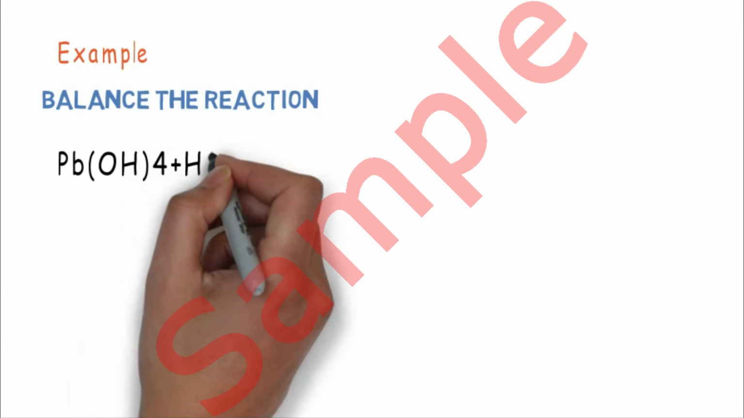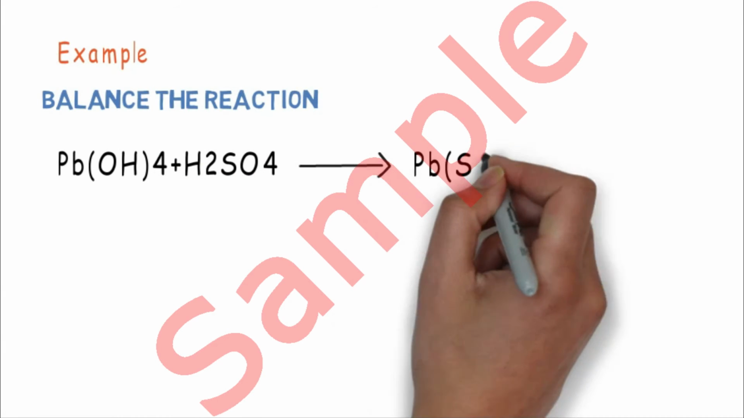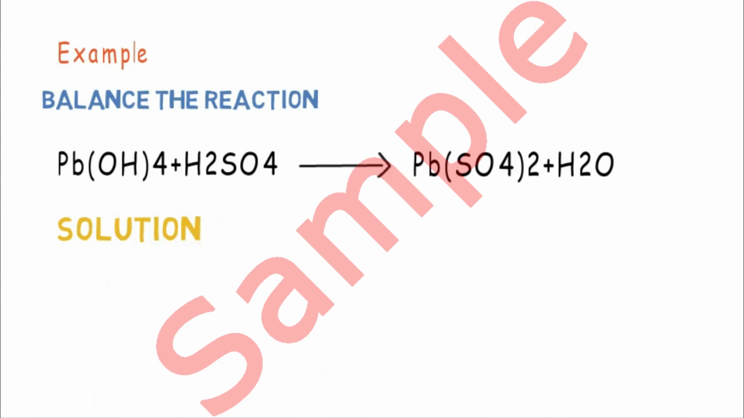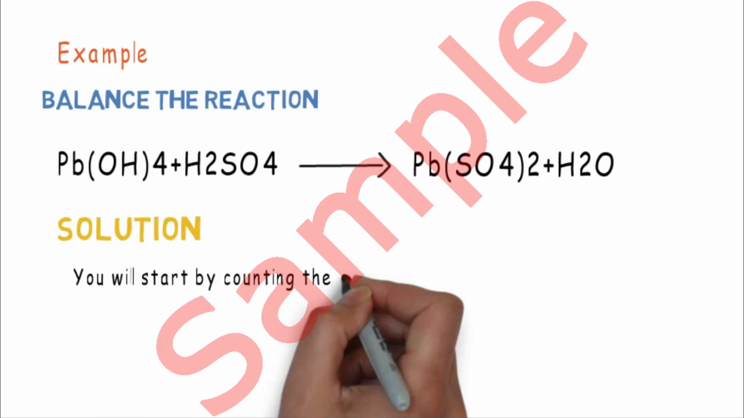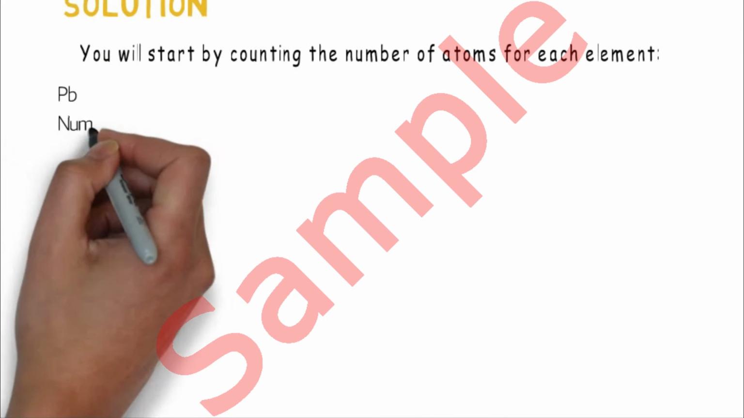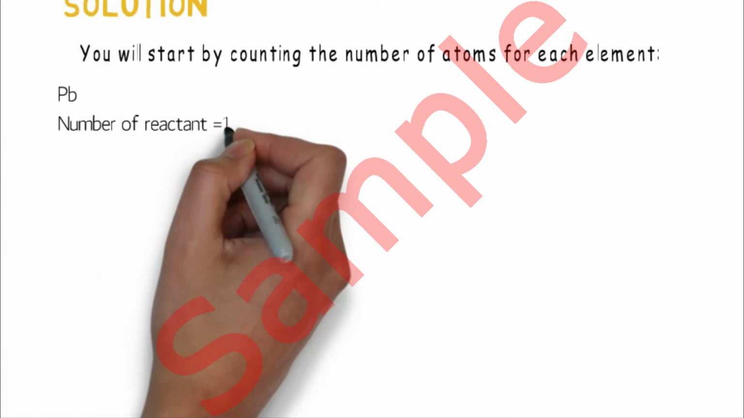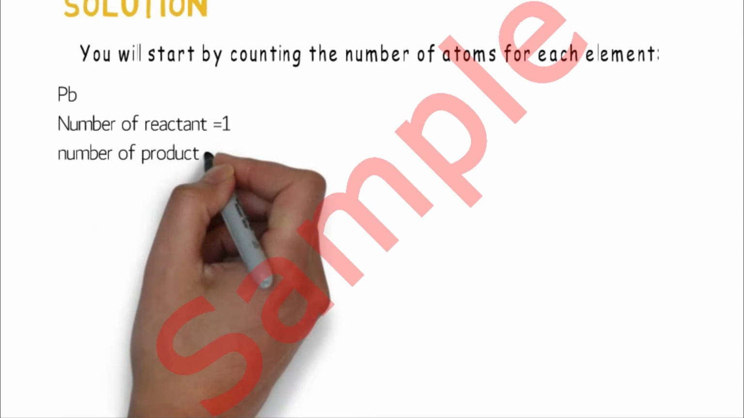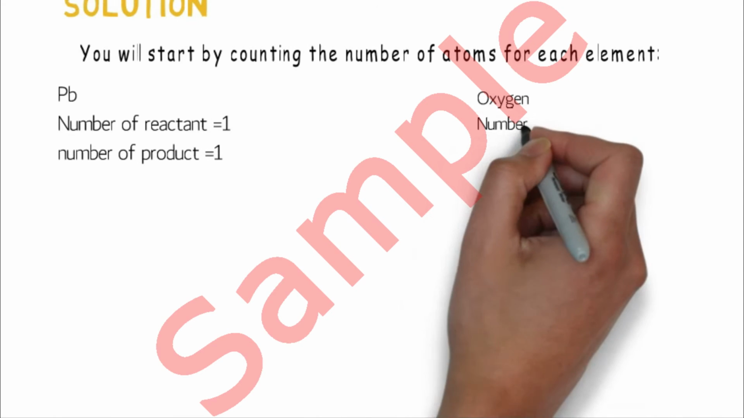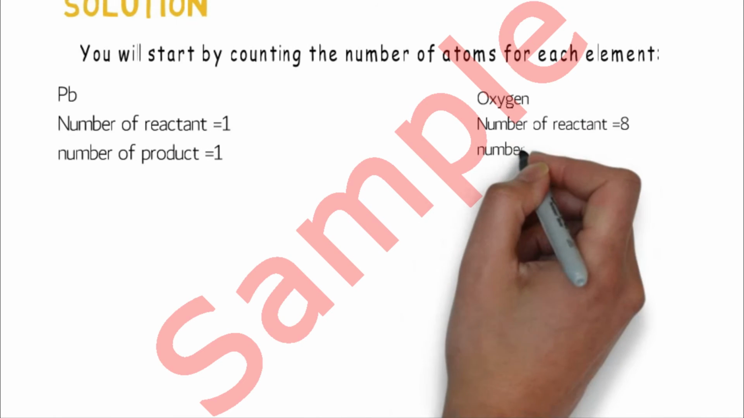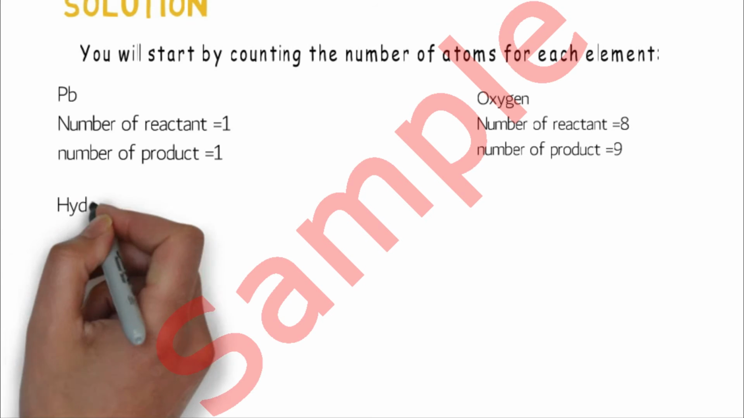Example. Balance the reaction. Lead(IV) hydroxide and sulfuric acid react to form lead sulfate plus water. Solution. You will start by counting the number of atoms for each element. Lead: number of reactant equals 1, number of product equals 1. Oxygen: number of reactant equals 8, number of product equals 9.